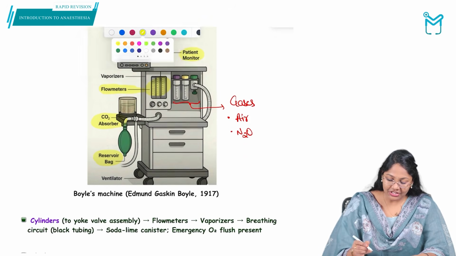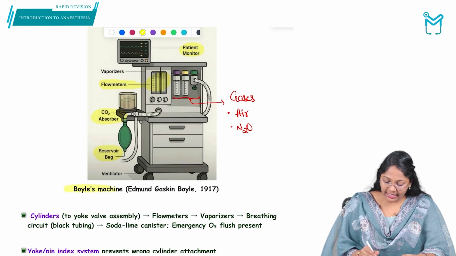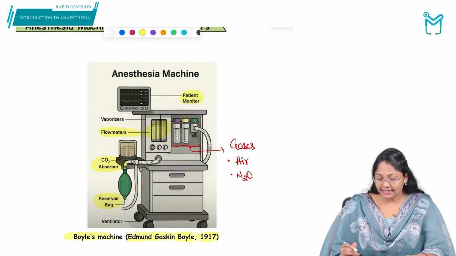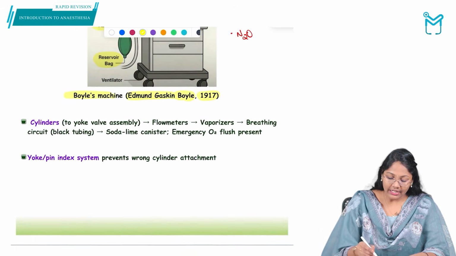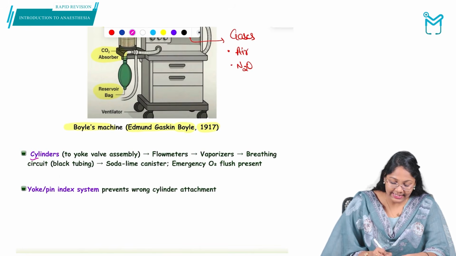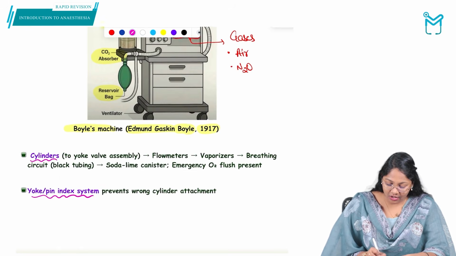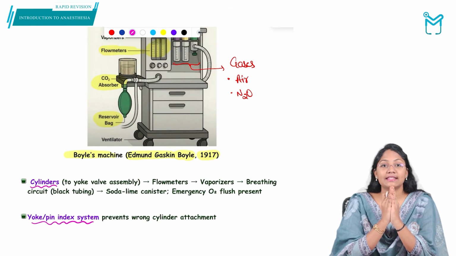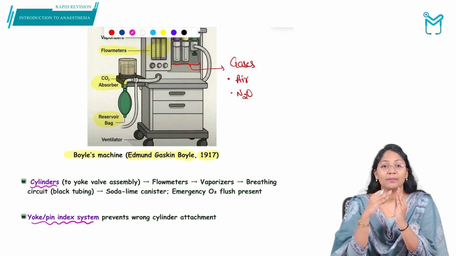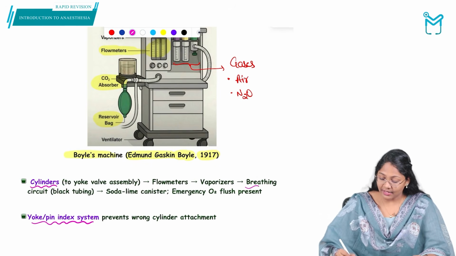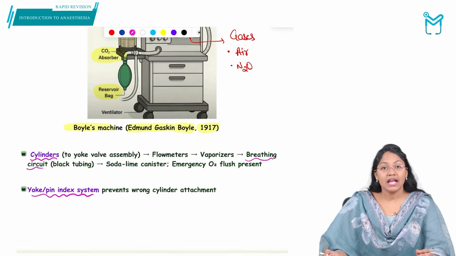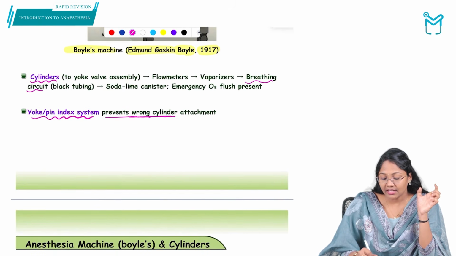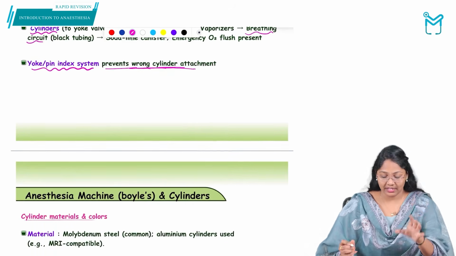This machine was given by Edmund Gaskin Boyle in 1917. Now this machine consists of cylinders, and we also have the pin index system. These cylinders are connected in such a way to maintain the flow, the vaporizers as well as the breathing circuits. And this pin index system is given to us so that we prevent wrong cylinder attachment.